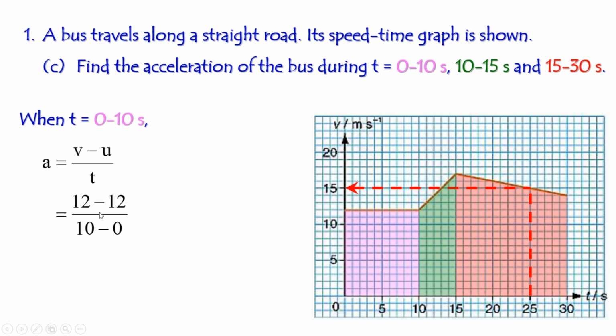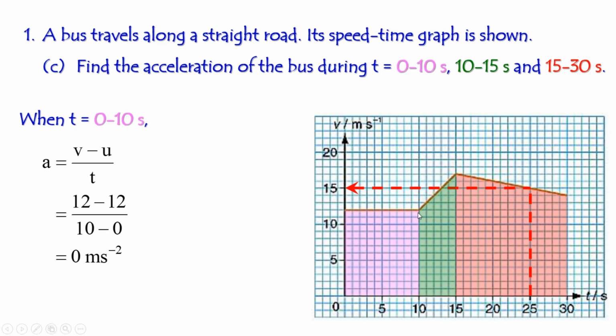Everybody should know that 12 minus 12 is 0. 0 divided by 10 is 0 again, right? But don't forget to write down the unit of your answer. What is the unit of the numerator? The unit of the numerator is meter per second because it is the speed of the bus. What is the unit for the denominator? It is second. So meter per second divided by second should be meter per second squared, right? So you should write down the unit as well.